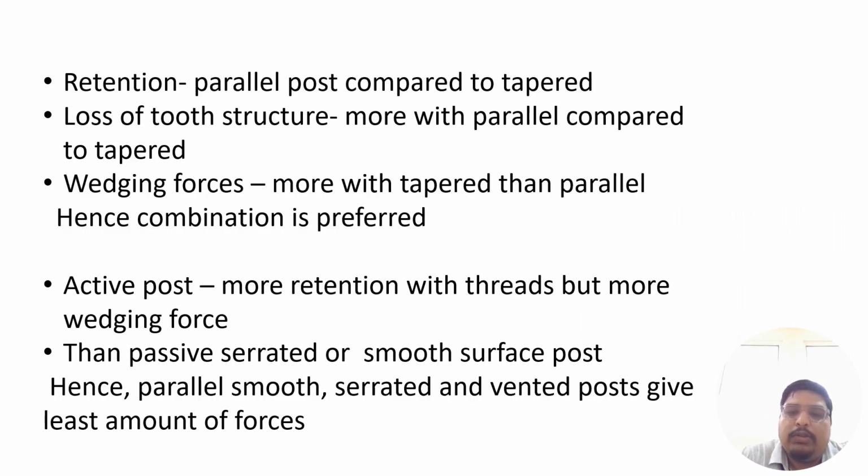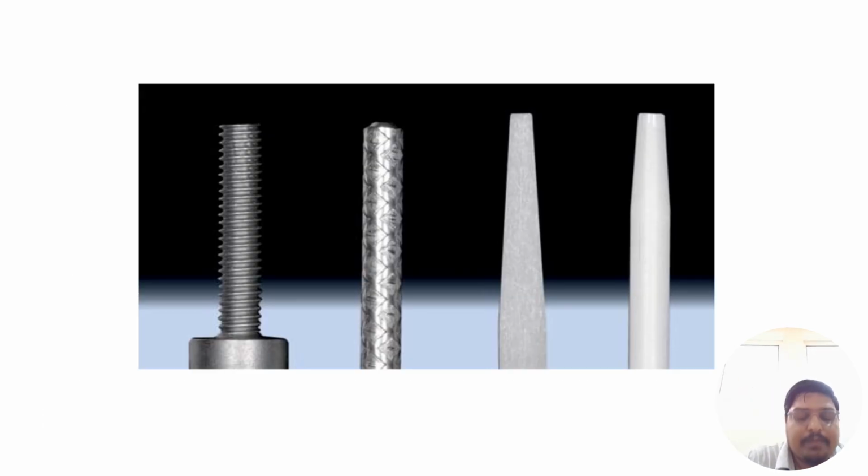Retention: parallel post is said to give more retention compared to tapered post. Loss of tooth structure is more with parallel compared to tapered. Wedging forces are more with tapered than parallel, hence combination is preferred. Active post gives more retention with threads but more wedging forces, which leads to breakage of the tooth, than passive serrated or smooth surface post. Hence parallel smooth, serrated or vented post gives fewer forces.